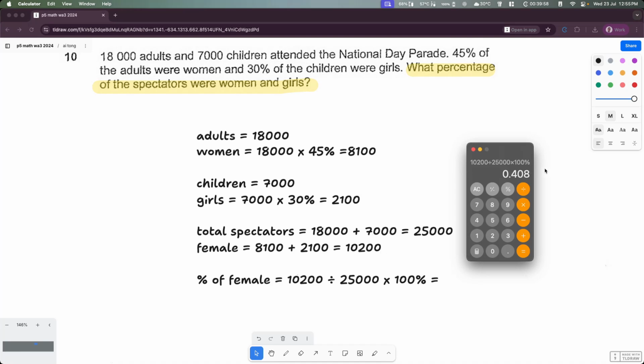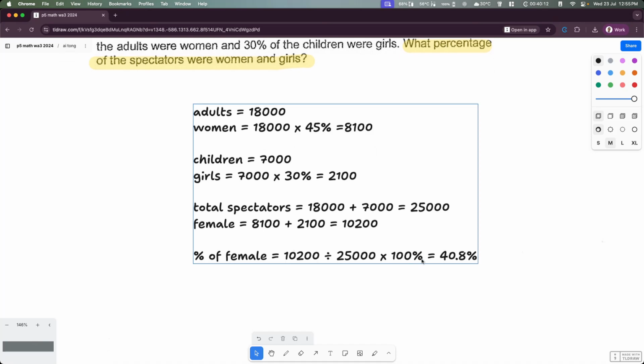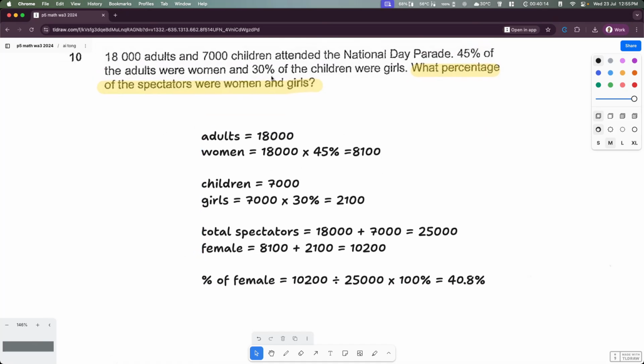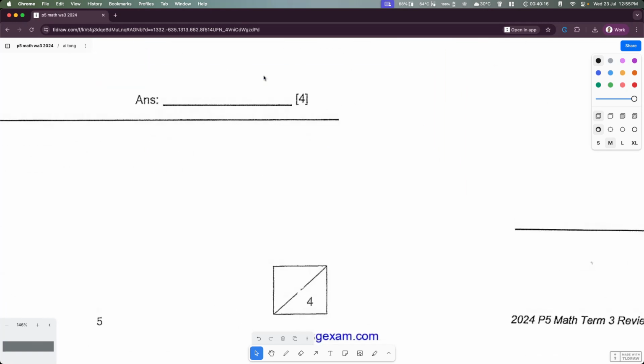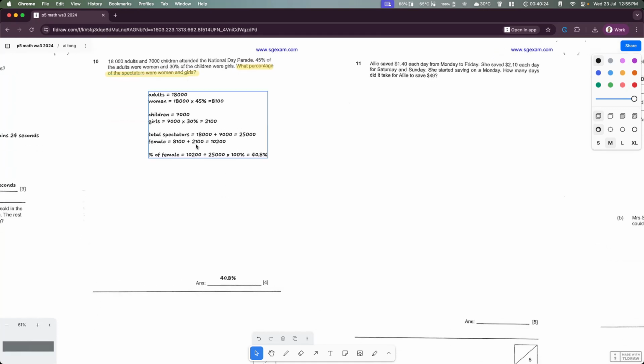Okay, that means it is 0.408, or in this case, let me just remove this, it is 40.8%. Okay, so that's the answer. 40.8%. Right? So that's the percentage of female spectators. So the answer here is 40.8% in this case. There you go.